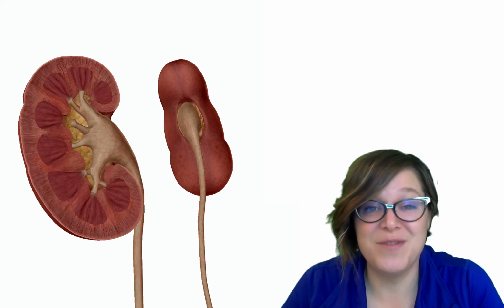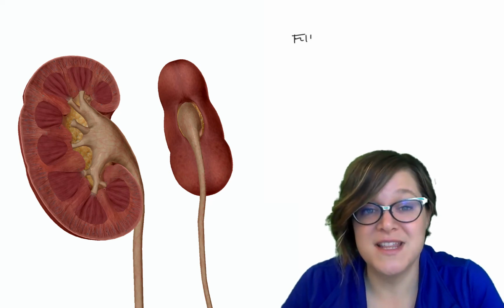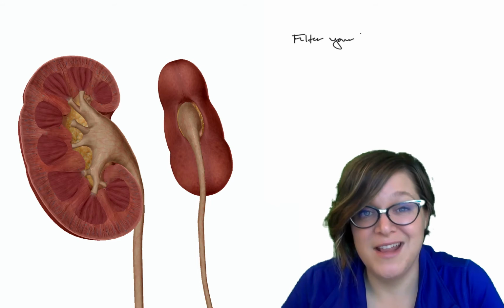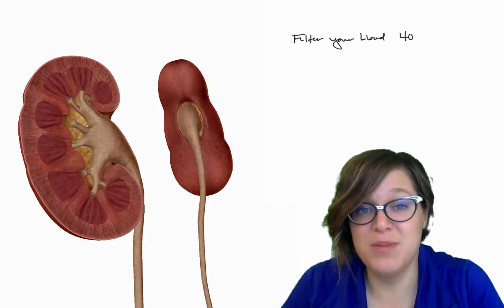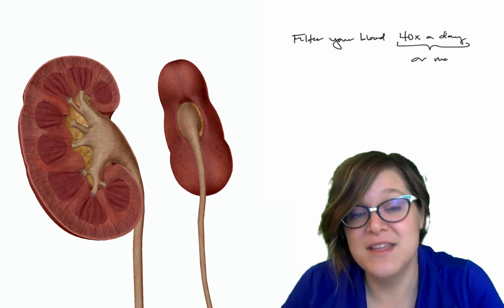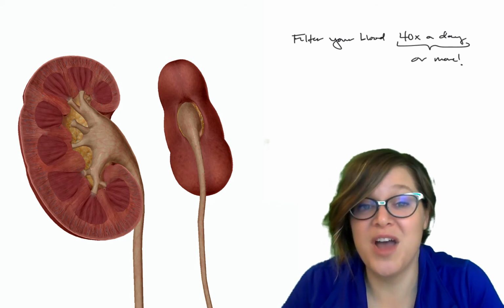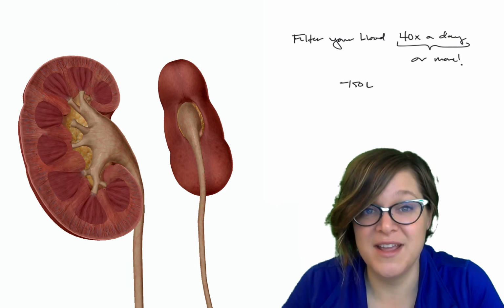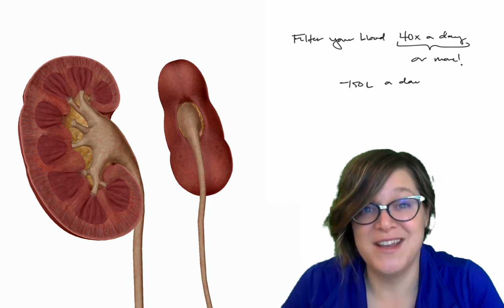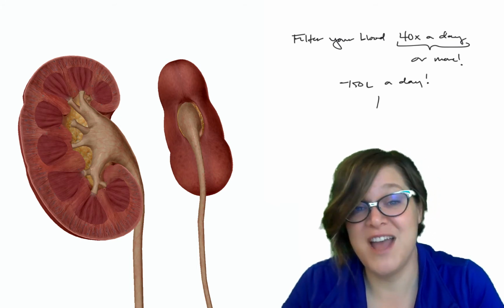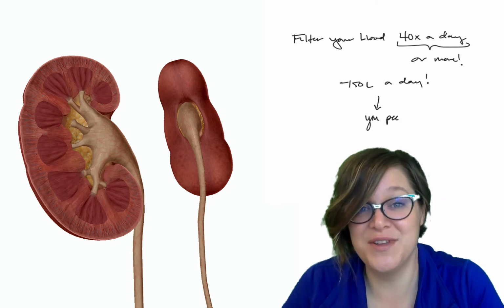Your kidneys are pretty freaking amazing. One of the things that they do is they filter your blood, and they filter all of your blood, your entire blood volume, up to 40 times a day. This means that your kidneys are going through 150 liters of blood and filtering it. That's pretty impressive. But if you haven't noticed, you don't pee 150 liters.